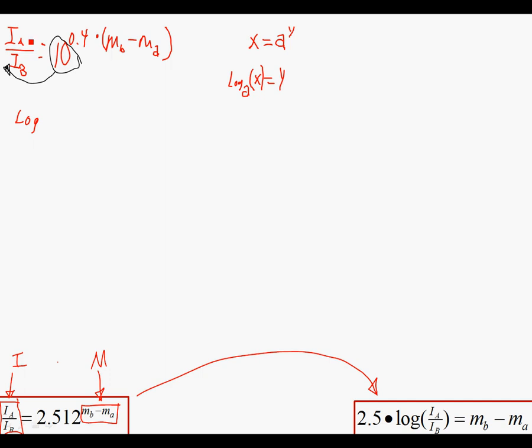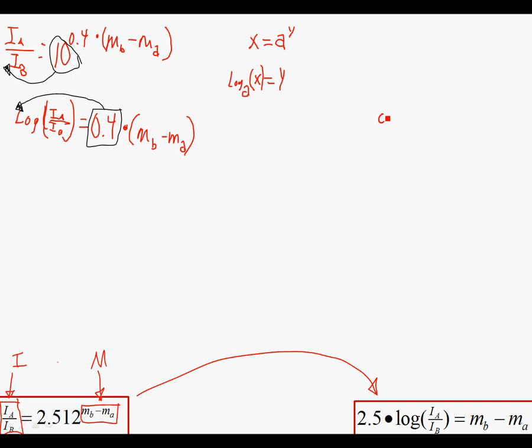So log of I_A over I_B. Now 0.4 is left over here, 0.4 multiplied by M_B minus M_A. That was the whole exponential, just like the letter y here. It's now equal to that. And now we can take the 0.4 to the other side. From basic mathematics, if you're multiplying over here, you divide over there.